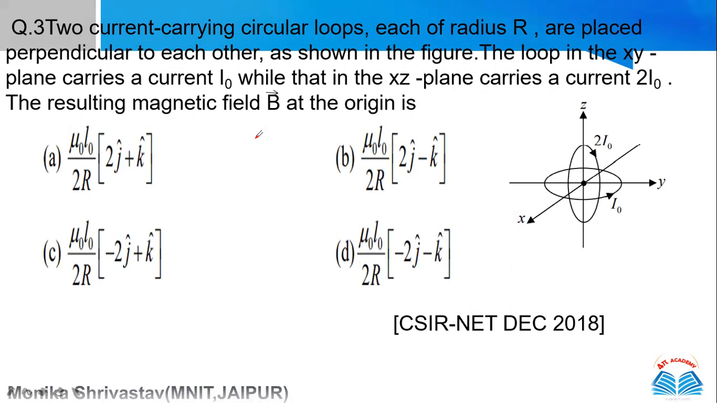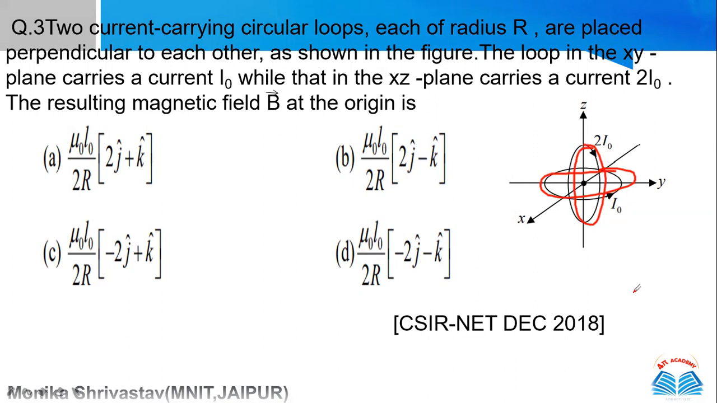So two current carrying circular loops, each of radius r, are placed perpendicular to each other as shown in this figure. You can see this is your figure, this is your y-axis, this is your z-axis, and this is your x-axis. The loop in the xy plane carries a current I naught, while the xz plane carries a current 2 I naught. This loop has a current I naught, and this loop has the current 2 I naught. So the resulting magnetic field at the origin is.